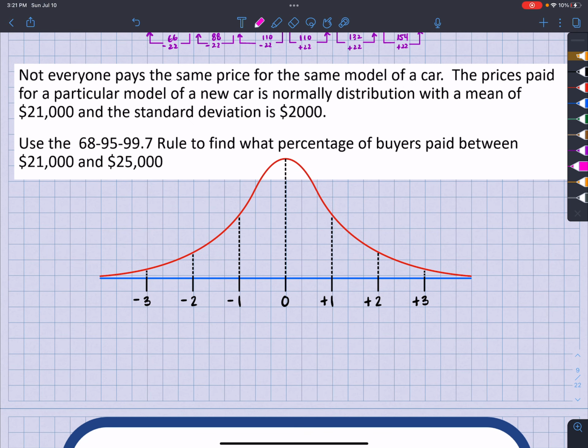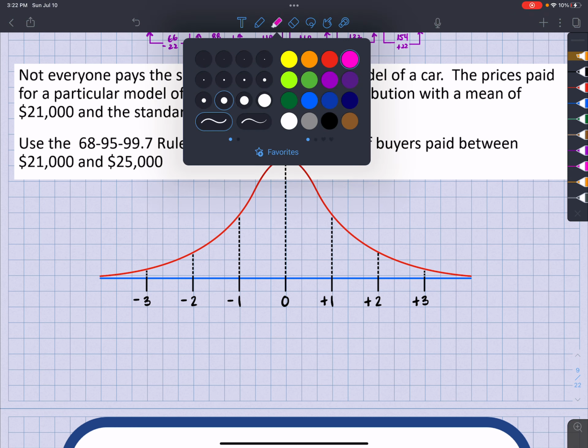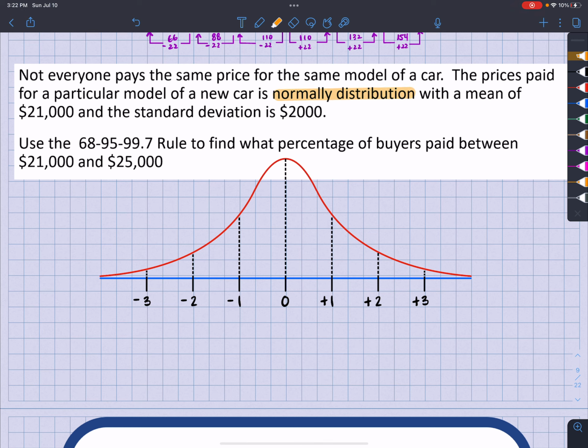All right, so now how about this one right here? It says not everyone pays the same price for the same model of a car. The prices paid for a particular model of a new car is normally distributed. Okay, again, we got normally distributed. I have the mean of 21,000, X bar, 21,000. And I have a standard deviation of 2,000. So S equals 2,000. And it tells me to go ahead and use this and find what percentage. So now I'm looking for the area under the curve between these two prices here.